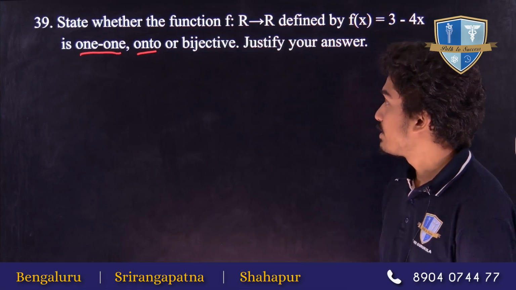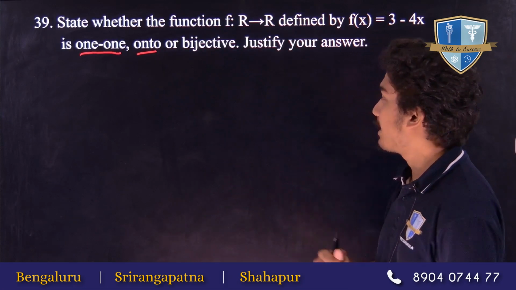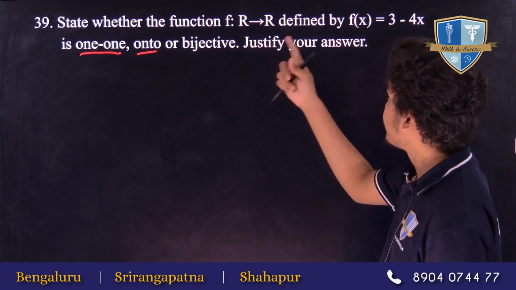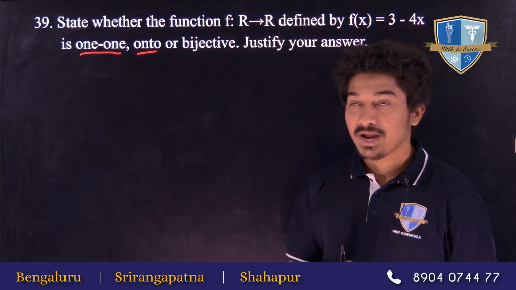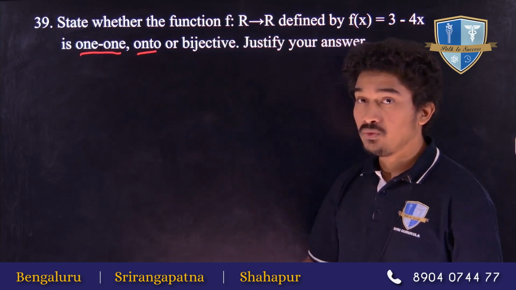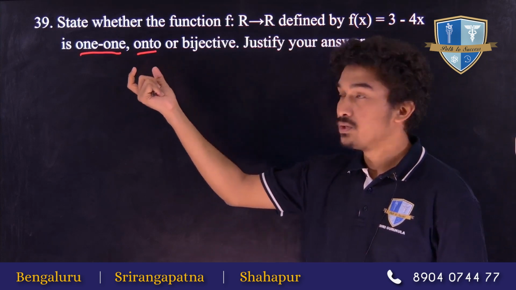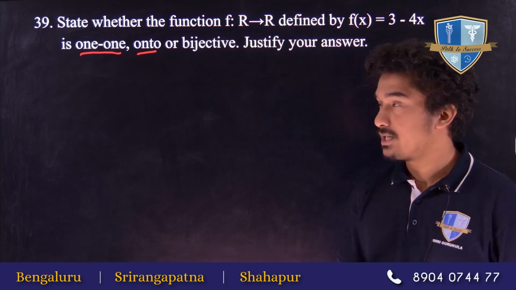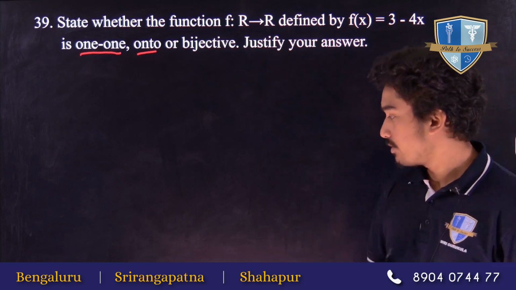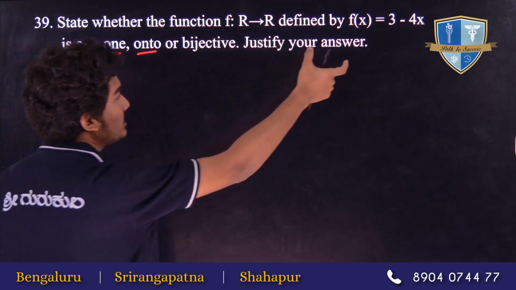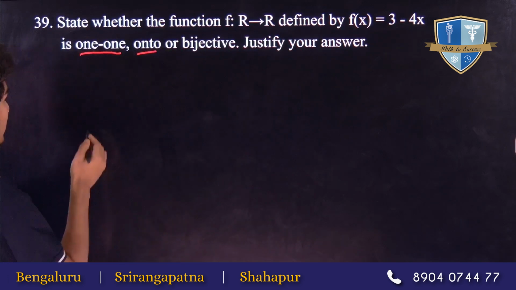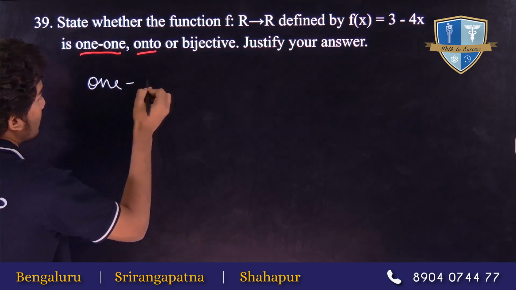So our today's question is: state whether the function f from R to R defined by f of x equals 3 minus 4x is one-one, onto, or if any function is one-one and onto, it is known as a bijective function. Justify your answer. So let's see. First we are supposed to prove whether this function is one-one or not. So what is a one-one function?